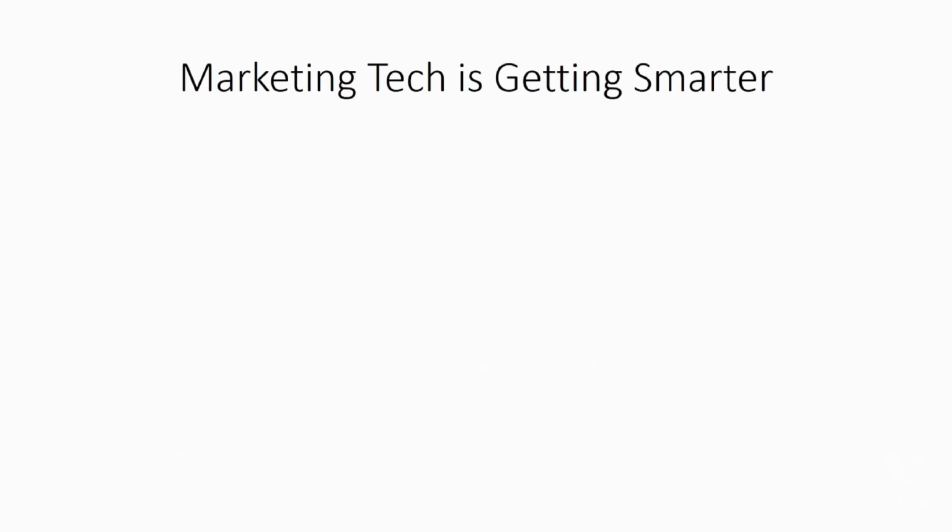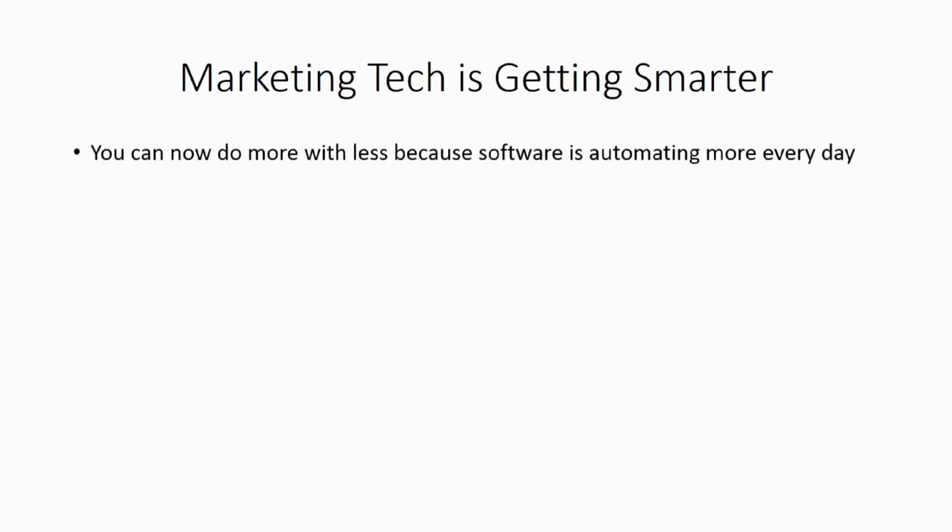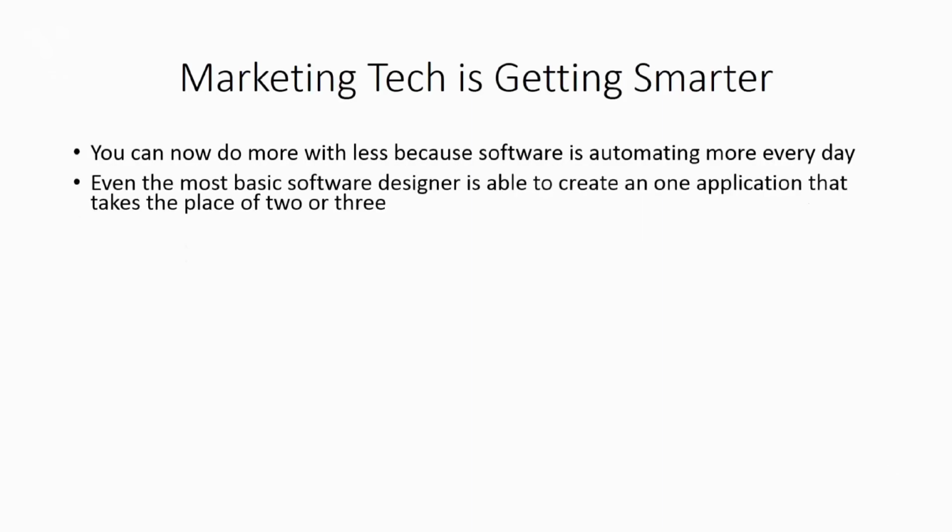One of the things that you probably realize is that marketing technology, whether you are an online marketer or a brick and mortar business owner, is now getting smarter every single day. You can now do more with less because software is automating more of what we do, right? Even the most basic software designer is now able to create one application that takes the place of 2 or 3 that used to do the same job. How many of you all have found that? Now, many of these software designers are doing an excellent job of combining applications. You're probably seeing that. You probably purchased some of them.